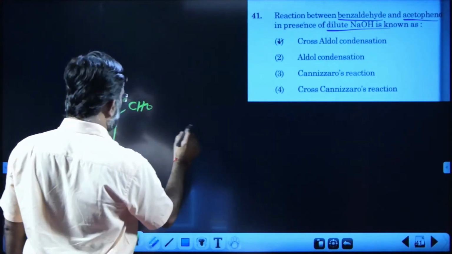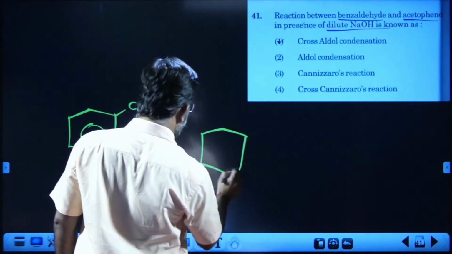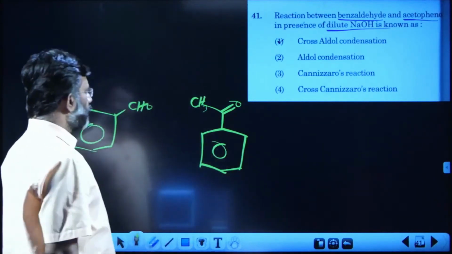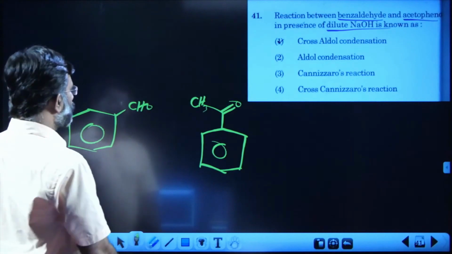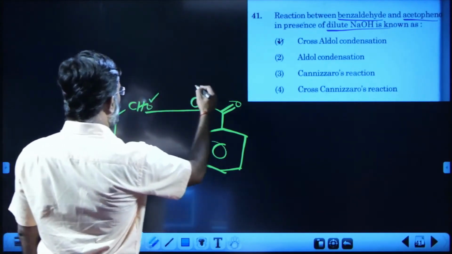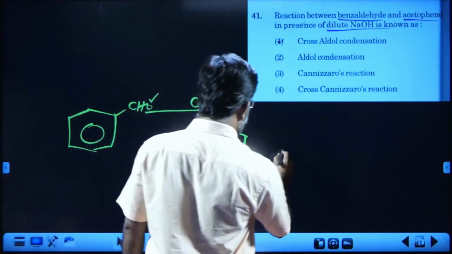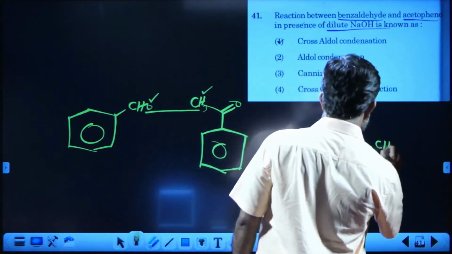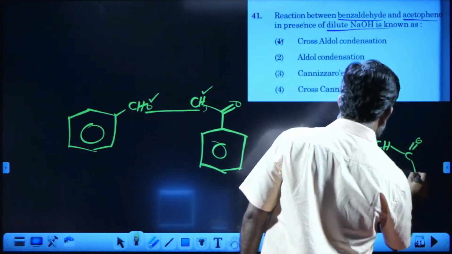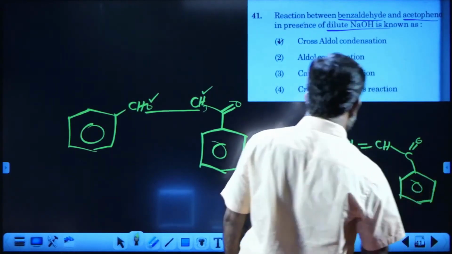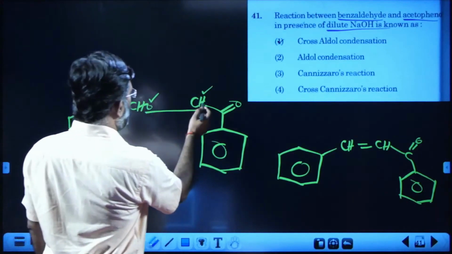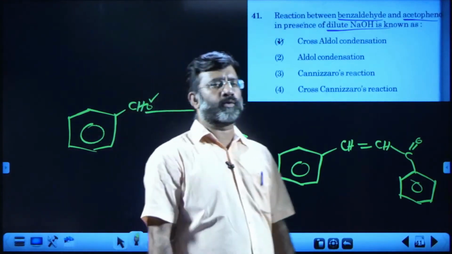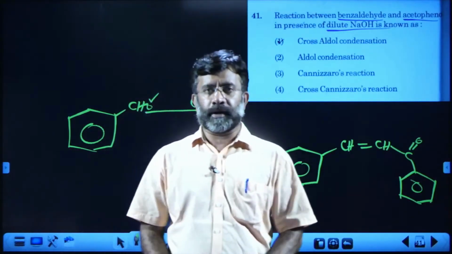This is benzaldehyde interacting with the acetophenone. Acetophenone is going to condense over this region. This O and CH2 come out, and the product obtained will be like this: CH double bond CH, CO. Such a product will be obtained. This CH, oxygen and H2 come out, it condenses, and you get CH double bond CH, CO, C6H5. The unsaturated ketone is obtained.